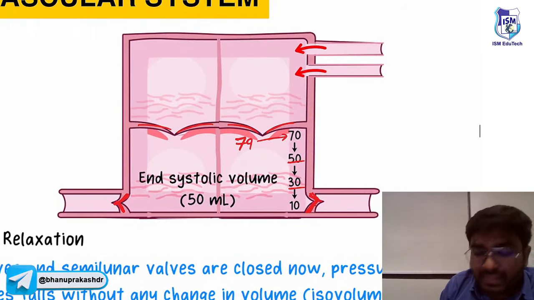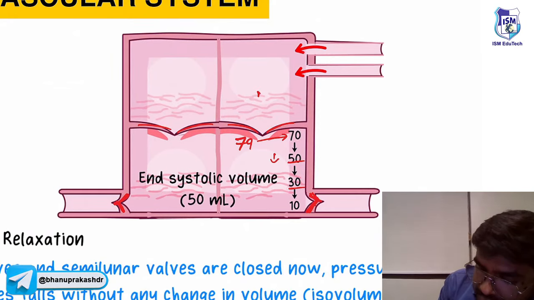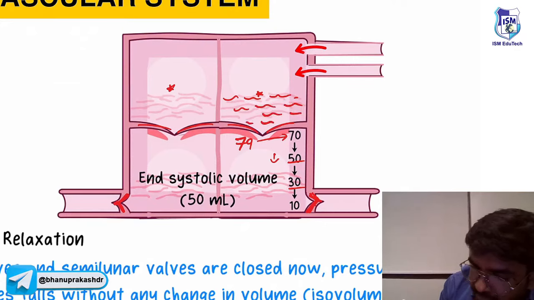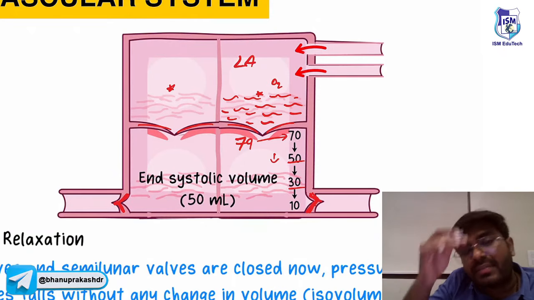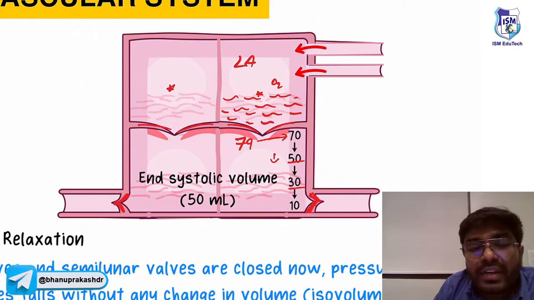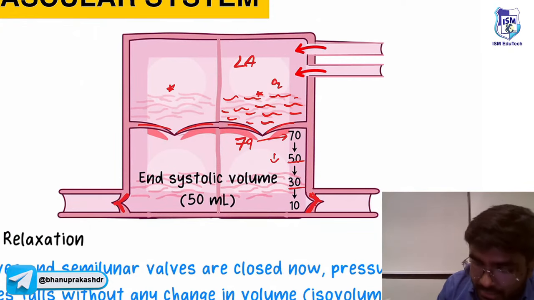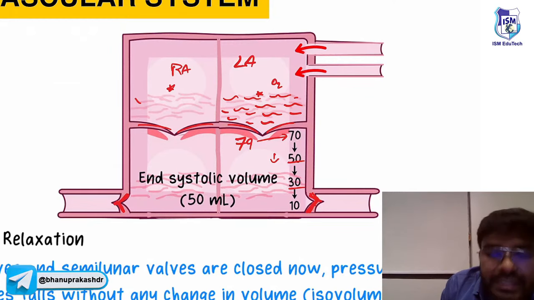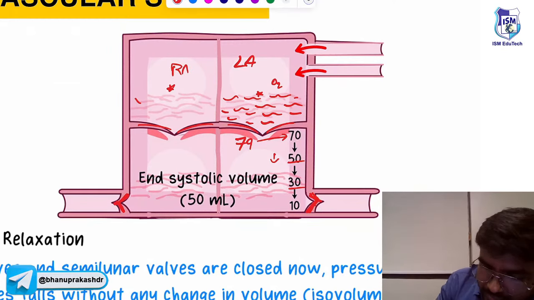Now, listen. During this phase, when the ventricle is relaxing, what is happening in the atria? The atria are filling with blood. The left atrium is receiving oxygenated blood from the lungs. And this is the right atrium. It is receiving which blood? It is receiving deoxygenated blood from the superior vena cava and inferior vena cava.